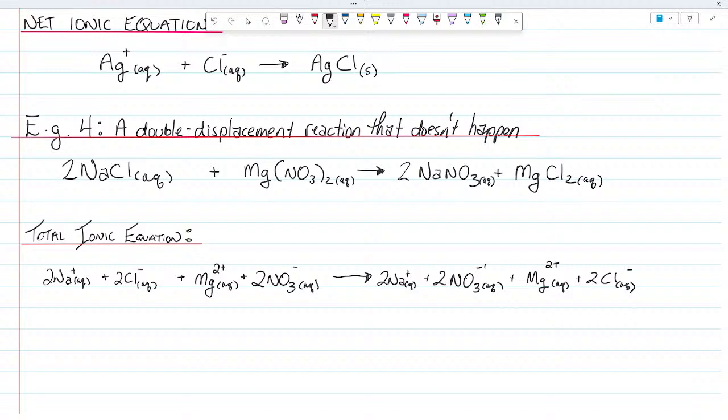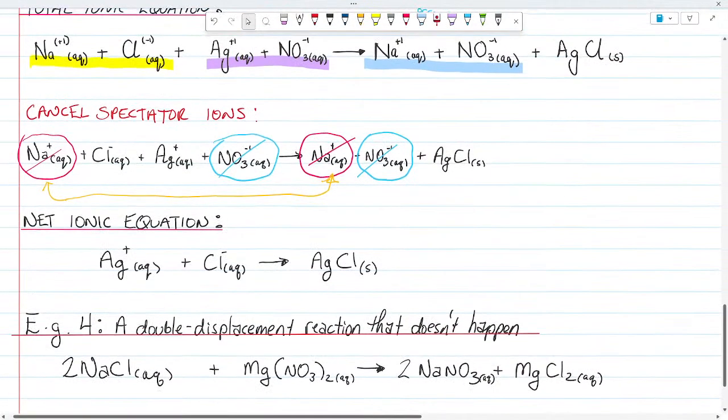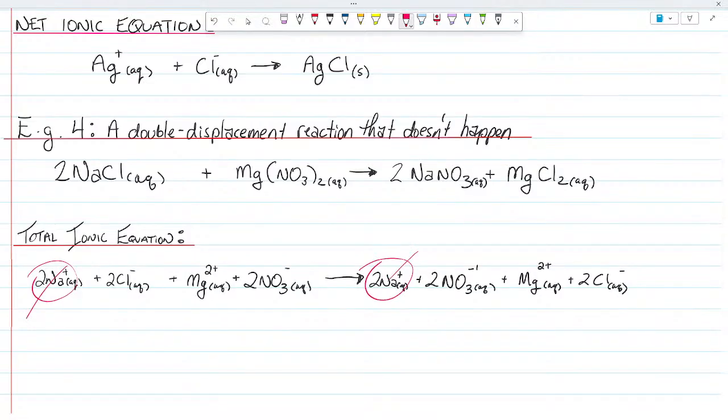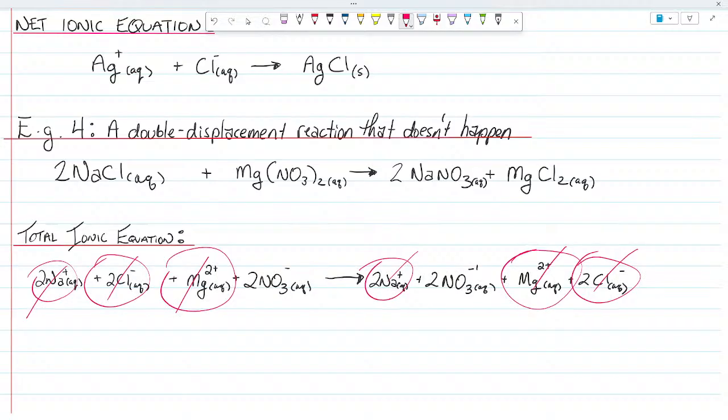And Autumn, what do we notice? They're all dissociated, and none of them changes, which means that they're all spectator ions, right? If you look here, the 2 sodiums and the 2 sodiums don't change. The 2 chlorines and the 2 chlorines don't change. The magnesium and the magnesium doesn't change. And the 2 nitrates and the 2 nitrates don't change.